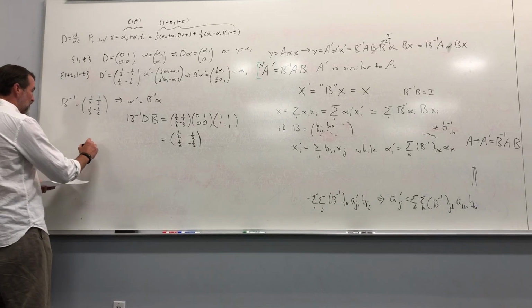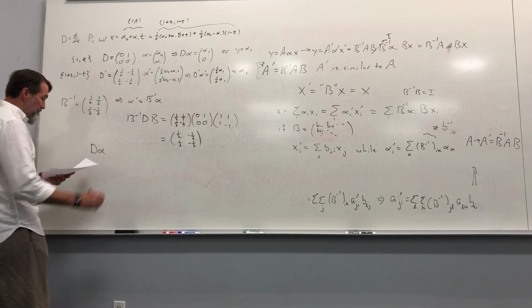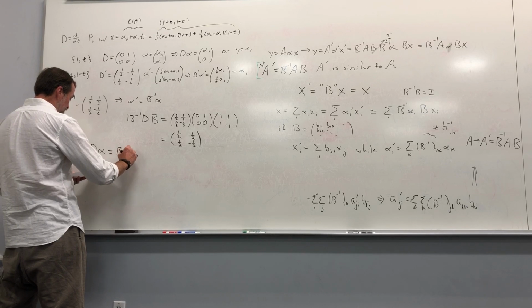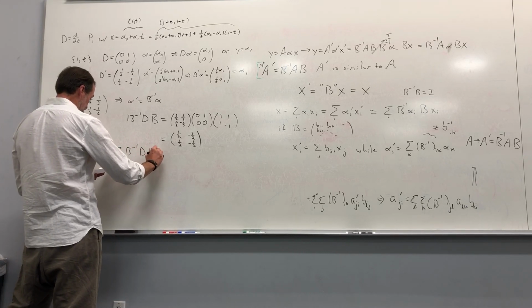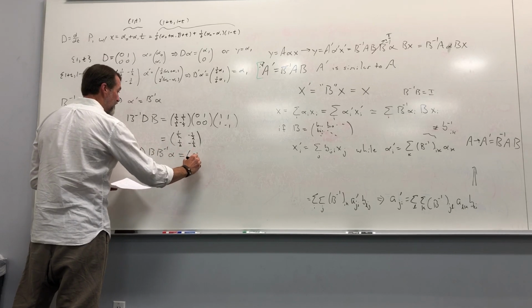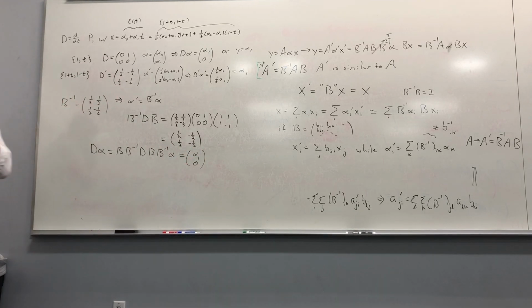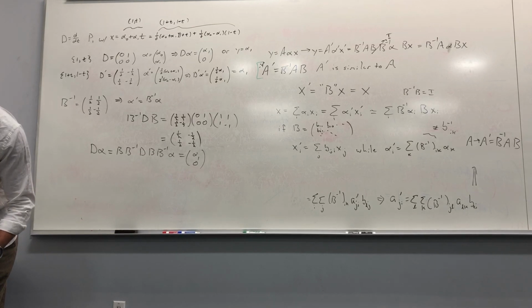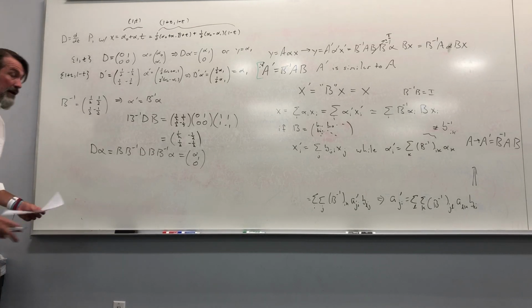And then lo and behold, you could actually check that D alpha using B inverse D B inverse alpha is going to give you alpha 1, 0. Okay? But that's just putting all the pieces together. I wouldn't worry about it. All right. Oh boy, running behind as usual. That's okay. Oh, no, actually not that bad. Okay, any questions for me now?